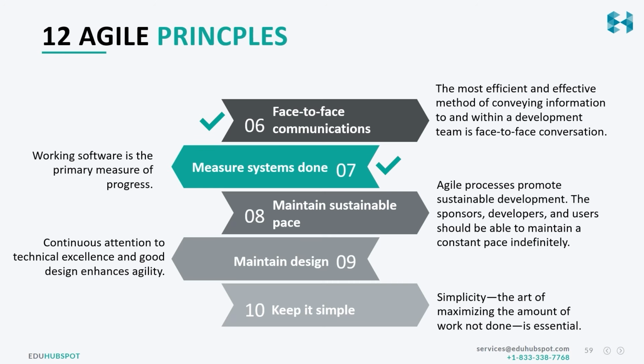Measure systems done. Now, what do I mean by that? Don't look at your team as having completed 20 user stories and the other team as having completed only 5 user stories. It really doesn't matter. A working software should be your primary goal. It's all about the progress which you are making. And if that working software comes in 5 user stories as compared to 10 user stories, it's absolutely fine.